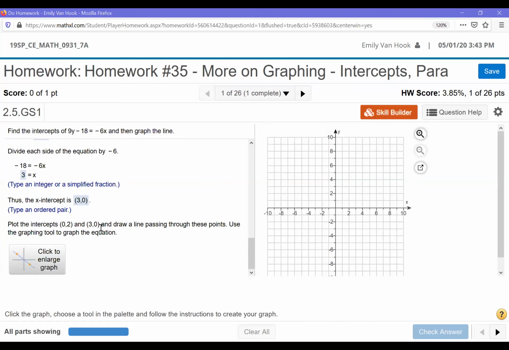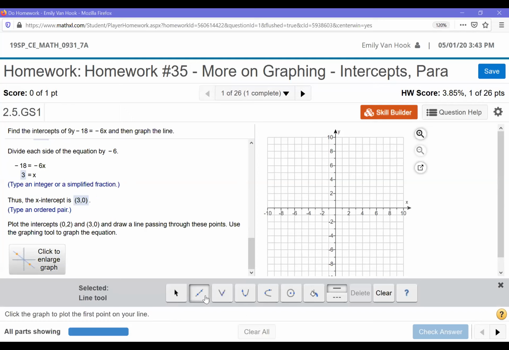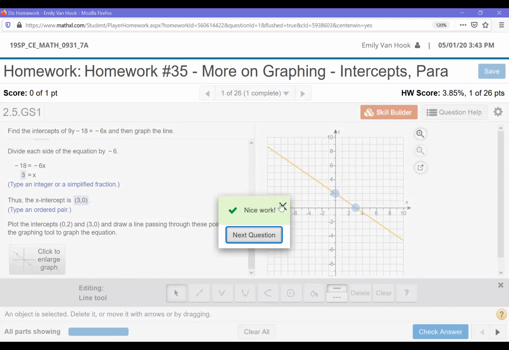Finally. Okay, so these are the points we're going to plot. So we'll go pick our line tool that we've done many times. And I'm going to start with the y-intercept. (0, 2) is right here on the y-axis. And now I'm going to find my x-intercept, which is (3, 0) over here on the x-axis. So you can see my two blue points that are highlighted here. These are the intercepts that we're looking for. And there we go. Okay, so that's what it looks like to graph using intercepts.